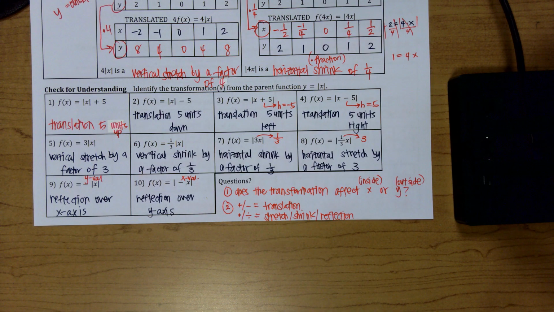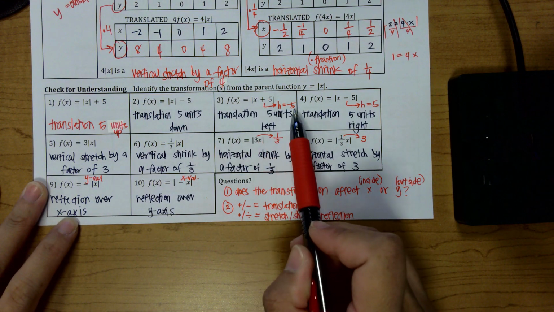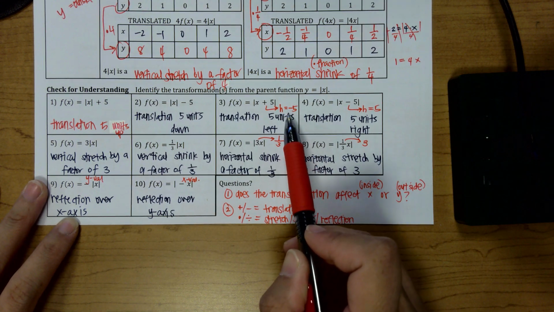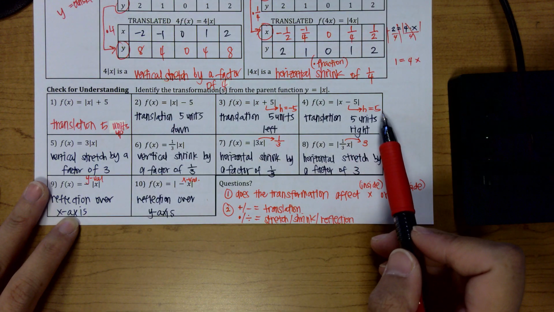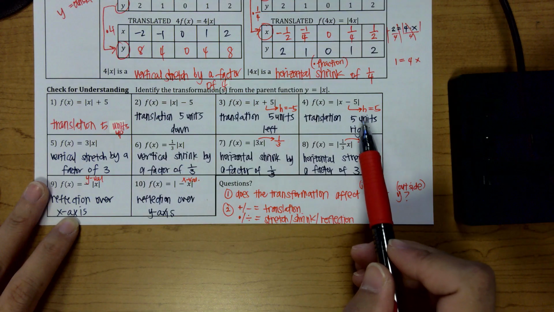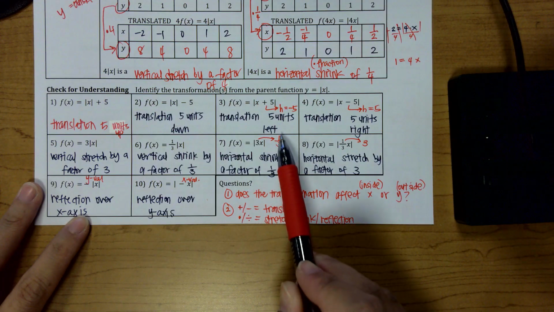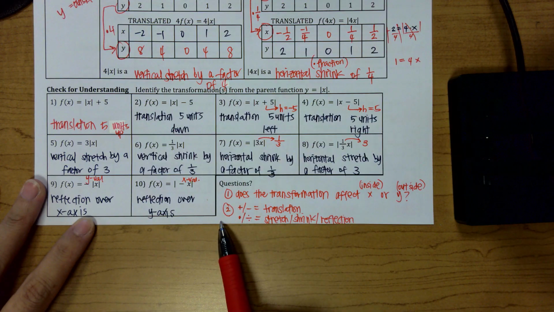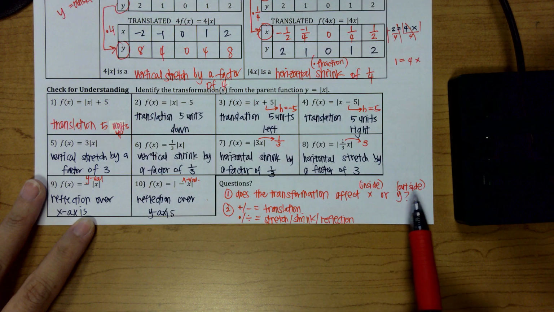Okay, here's my answer key. Please note that the +5 inside the absolute value has switched to a -5, which makes it go left. Negative turns to a positive, so positive x values are to the right. Check all of these. Horizontal shrinks and stretches also take the reciprocal. The two questions I asked myself are, does the transformation affect the x, which is inside the parentheses or absolute value, or the y values, which is outside the parentheses or absolute values?